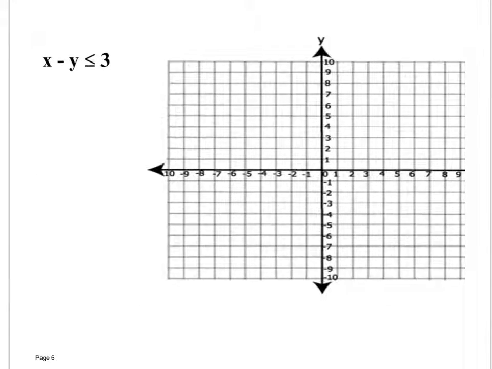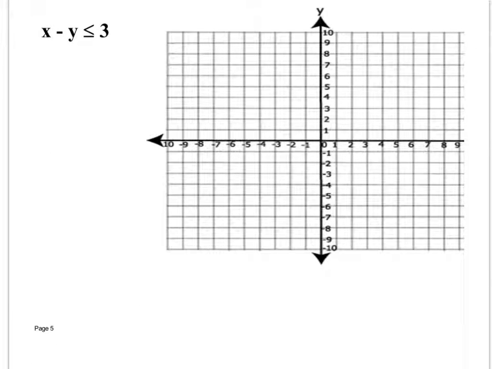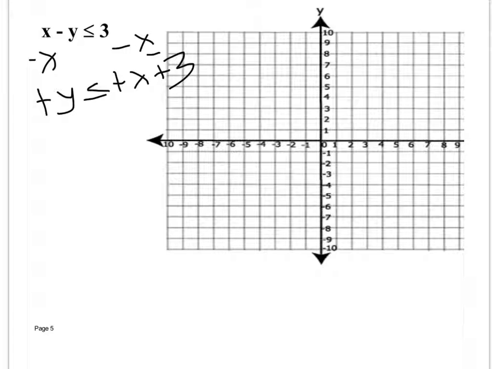Last one. I want you guys to do this one. x minus y is less than or equal to 3. I want to get y by itself, so I'm going to subtract x. Negative y is less than or equal to negative x plus 3. Changing the sign of y also changes my inequality sign.